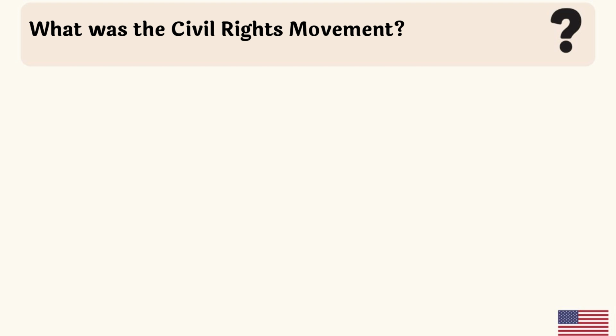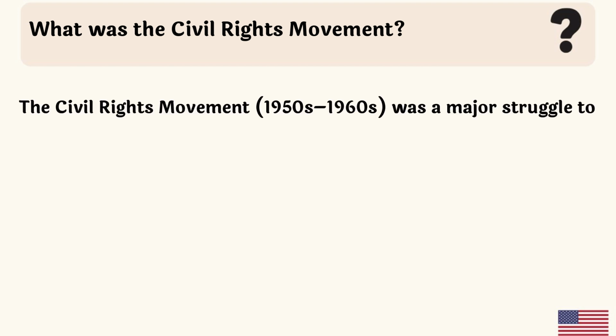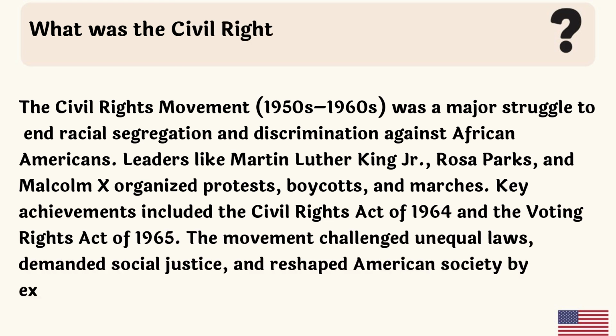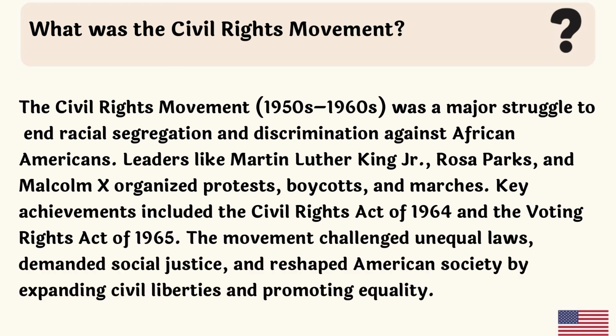What was the Civil Rights Movement? The Civil Rights Movement, 1950s, 1960s, was a major struggle to end racial segregation and discrimination against African Americans. Leaders like Martin Luther King Jr., Rosa Parks, and Malcolm X organized protests, boycotts, and marches.